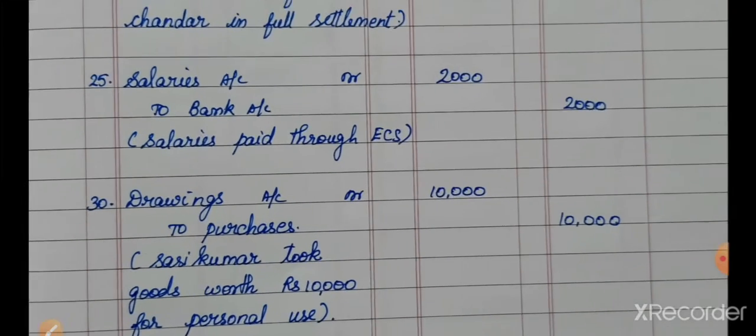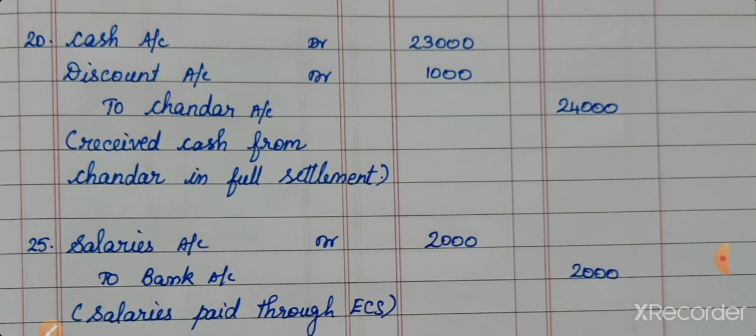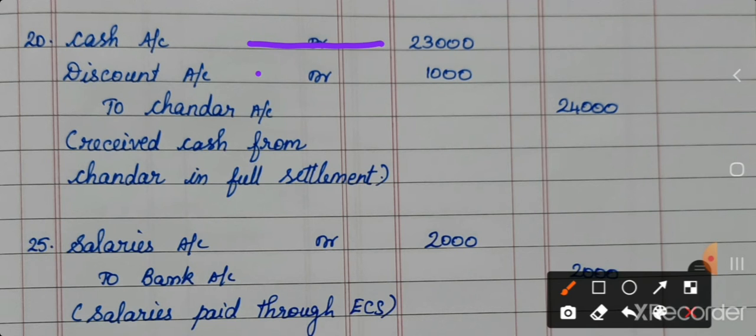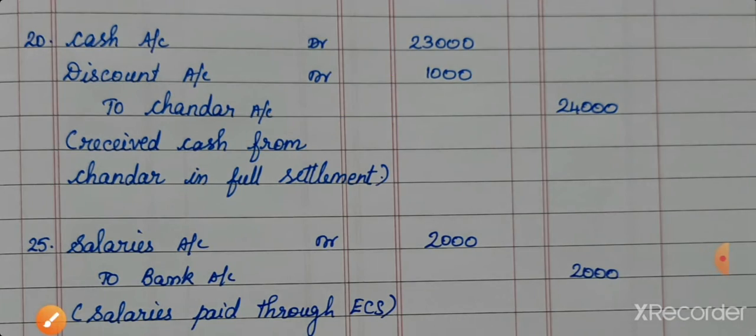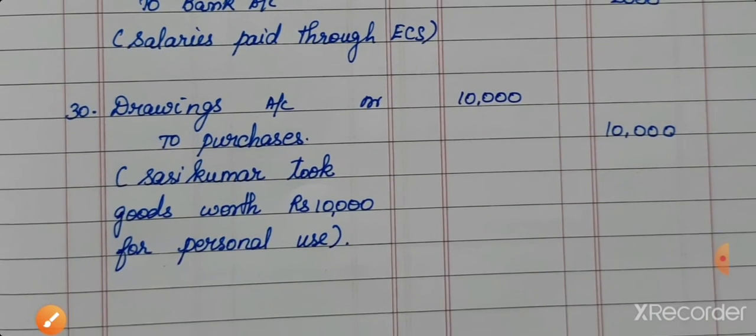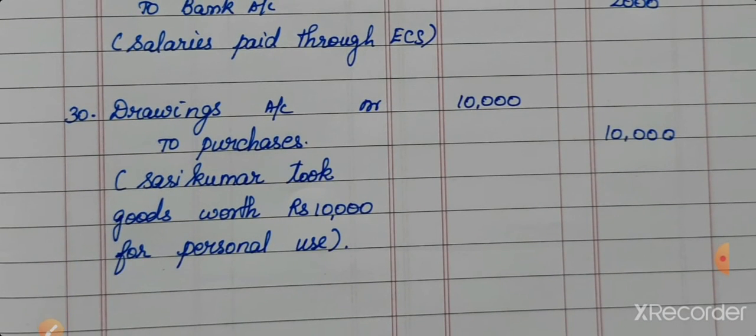20th transaction. See here. Cash account debtor 23,000. Discount account debtor 1,000. And Chandar's account 24,000. How did you get this 1,000? 24,000 minus 23,000. You have to write here discount allowed. Next transaction, salary to bank 2,000. And the last transaction, drawings to purchases 10,000.